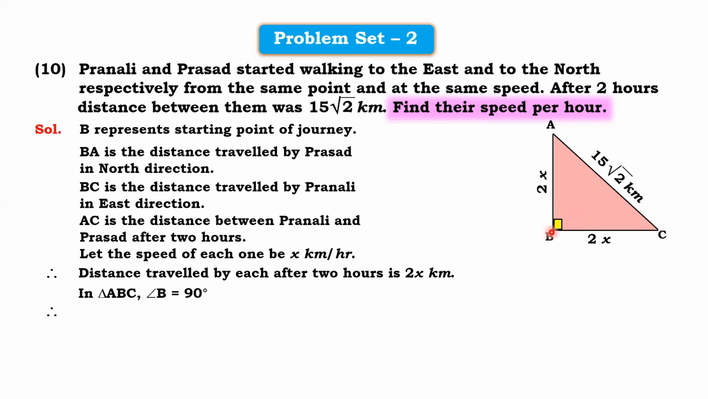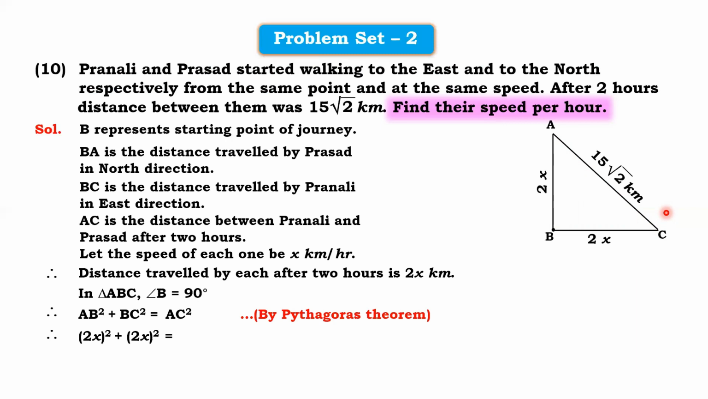So if angle B is 90 degrees, can we say AC is hypotenuse? So we can use Pythagoras theorem now. So let us use it, AB square plus BC square is equal to AC square. Or vice versa also we can say AC square is equal to AB square plus BC square. But the reason for that remains the same, Pythagoras theorem. We'll substitute the value for AB as 2x, BC as 2x, so (2x) square plus (2x) square is equal to AC, which is 15 root 2, so 15 root 2 the whole square.